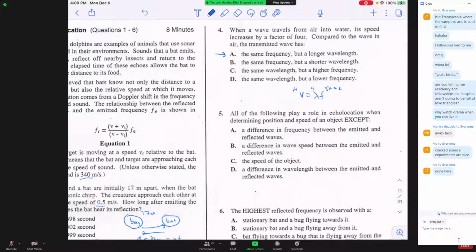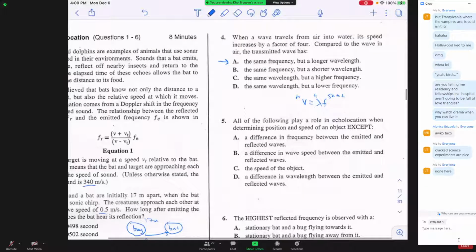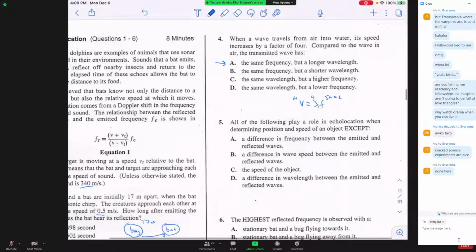All of the following play a role in echolocation when determining position and speed of an object, except. A difference in frequency between the emitted and reflected waves? That's definitely true. A difference in wave speed between the emitted and reflected waves? There's no difference in wave speed. The speed of the wave is the same in the same medium. Marissa said earlier that as long as you're in that medium, it should all be the same speed. So definitely not. This is an "except" question, so we're choosing that as the best answer.